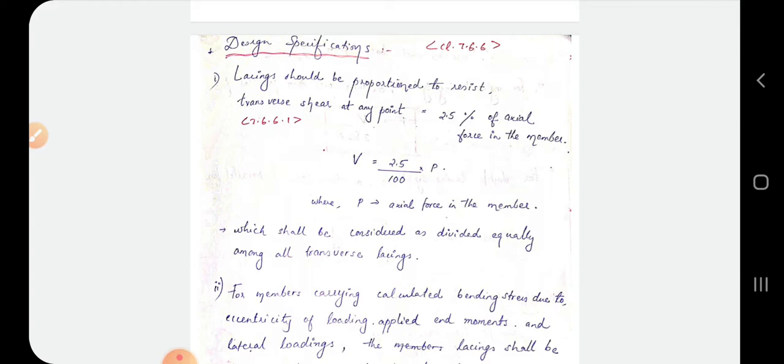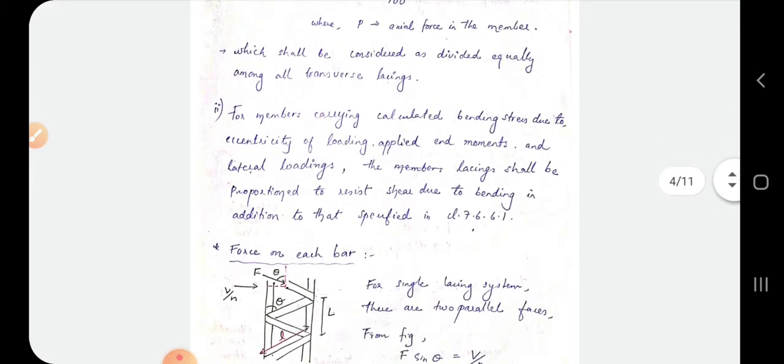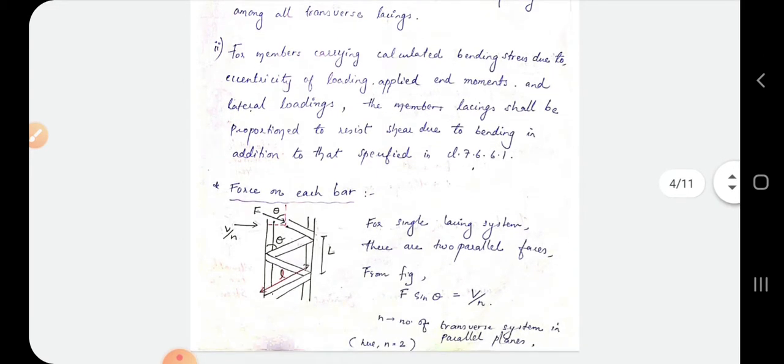Okay, then for the members carrying calculated bending stress due to eccentricity of loading, applied end moments, and lateral loadings, the lacing shall be proportioned to resist the shear due to bending in addition to that specified in 7.6.6.1. Okay, we'll leave it.